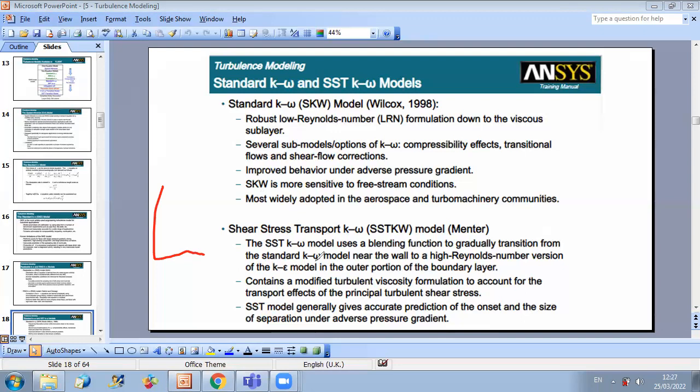This model will introduce a function that will gradually do the transition from the standard K omega model near the wall to a K epsilon model in the outer region. And therefore, it will combine the advantages of both models. This model will contain a modified turbulent viscosity formulation to account for the transport effects of the principal turbulent shear stresses. And generally, this model gives accurate prediction of the onset and the size of separation under adverse pressure gradient. So it represents a solution to the limitations of the standard K epsilon model.